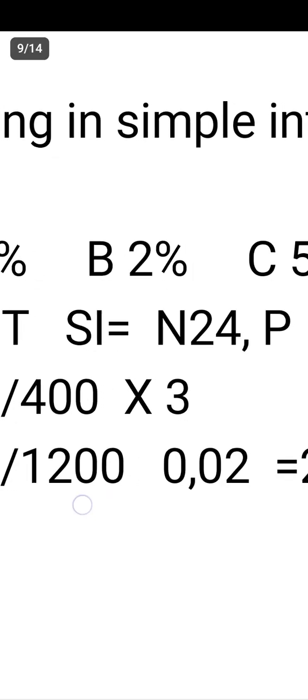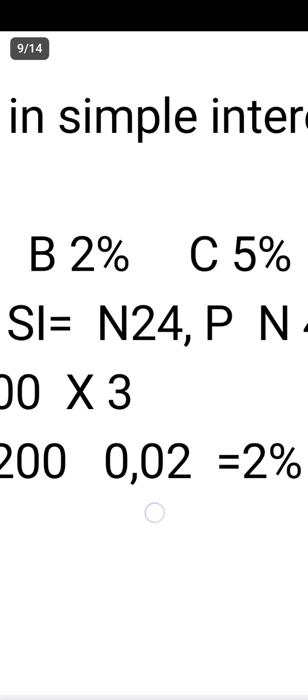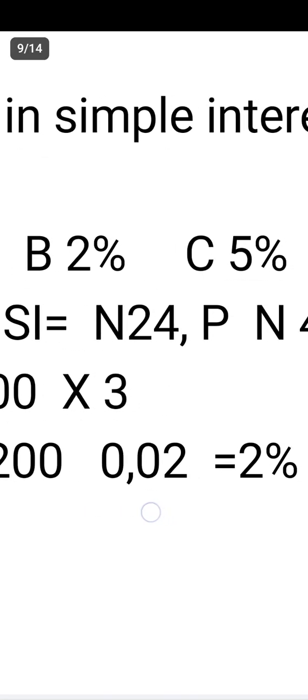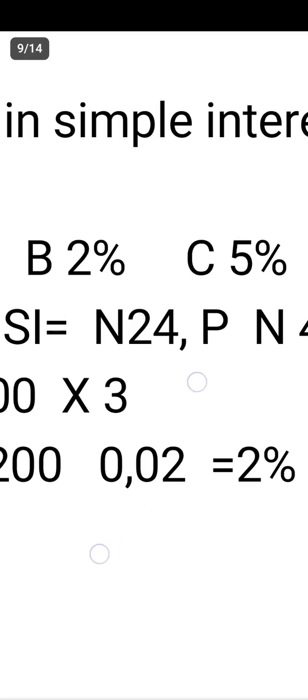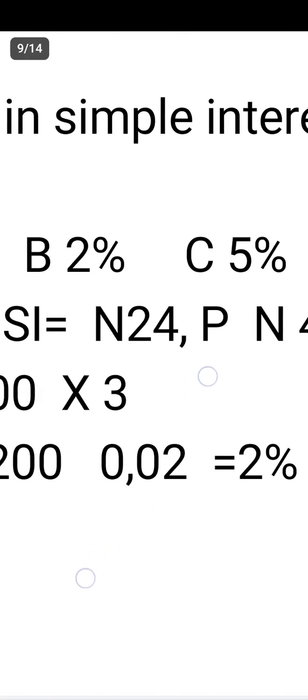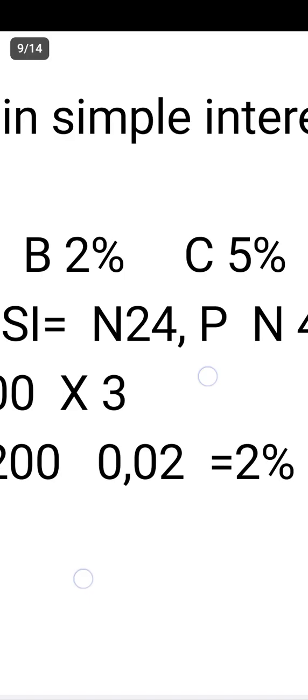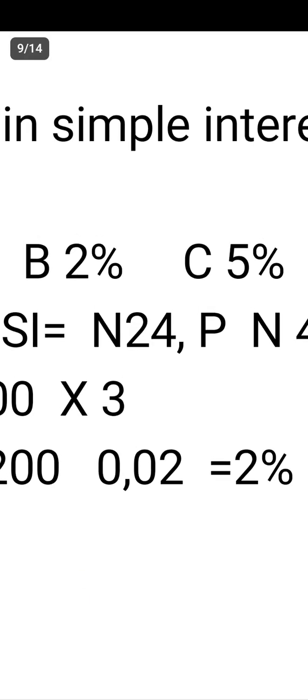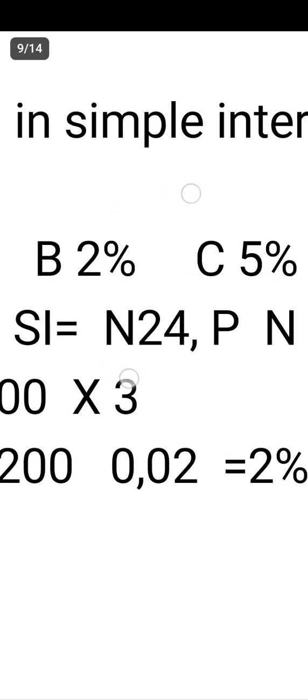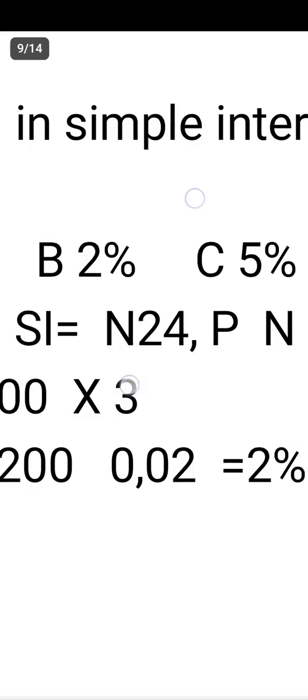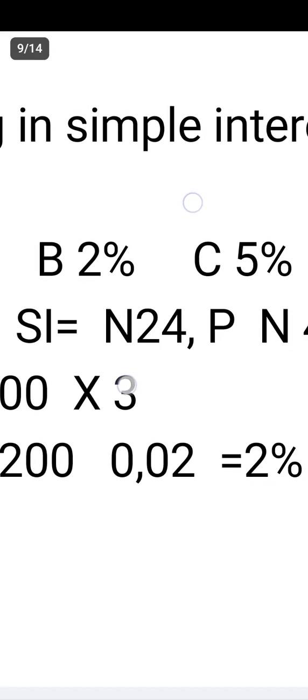And when you work that out, you have 0.02. This is not 0.2; it is 0.02. That's a typographical error. And 0.02 is as good as 2%, because 0.02 means 2 over 100, and 2 over 100 is 2%. So the correct option there is B, which is 2%. That is the rate.